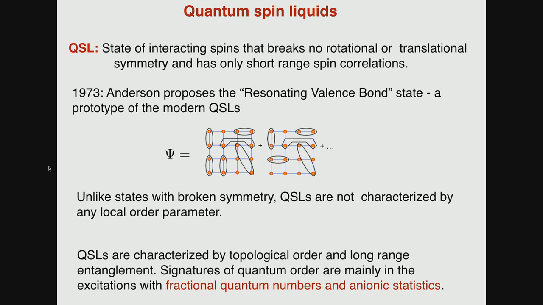However, now we understand, from the theoretical side, during the last 20 or so years, that quantum spin liquids are characterized by topological order and long-range entanglement. However, no probe is known today which would be directly coupled to topological order or directly probe long-range entanglement. So we have to deal with the conventional probes, the experimental probes which were developed over years, and therefore the signatures of quantum order, which are mainly in the excitation spectrum, with excitations characterized by fractional quantum numbers and anyonic statistics. What we want to see are the features of these fractionalized excitations in the dynamical probes.